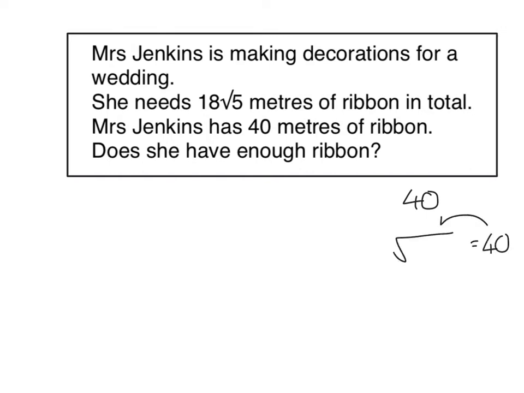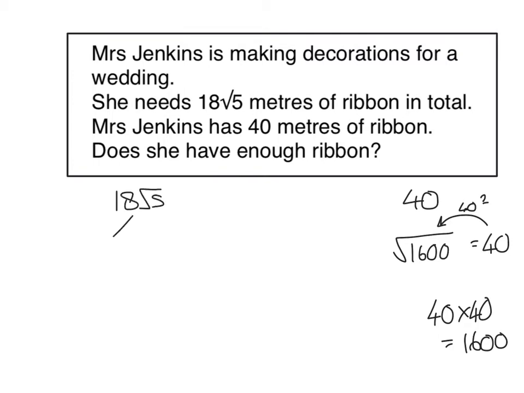So I'm going to be doing that backwards. I'm going to be doing 40 squared. So that's 40 times 40. Well, 4 times 4 is 16, and we've got 2 zeros. So I've got that 40 is the square root of 1,600. So I've turned it into a surd by doing it backwards. I also need to do that to the 18 root 5.